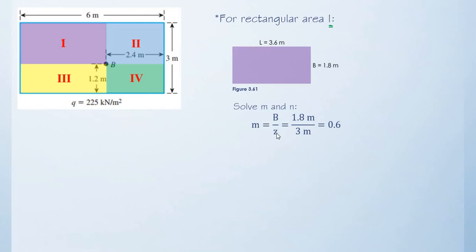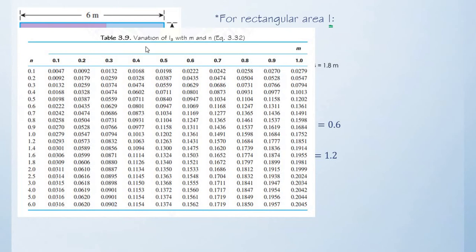We can now solve for the values of m and n. m is equal to B divided by Z. The value of B is 1.8 meters and the depth is 3 meters, so m is 0.6. For the value of n, that is L divided by Z. L is 3.6 meters, Z is 3 meters, n is 1.2. From table 3.9, you have to see to it that you are using the right table. This is the variation of I_s3 with m and n. The value of m is 0.6 and the value of n is 1.2. Therefore, this now becomes the value of our I_s3.